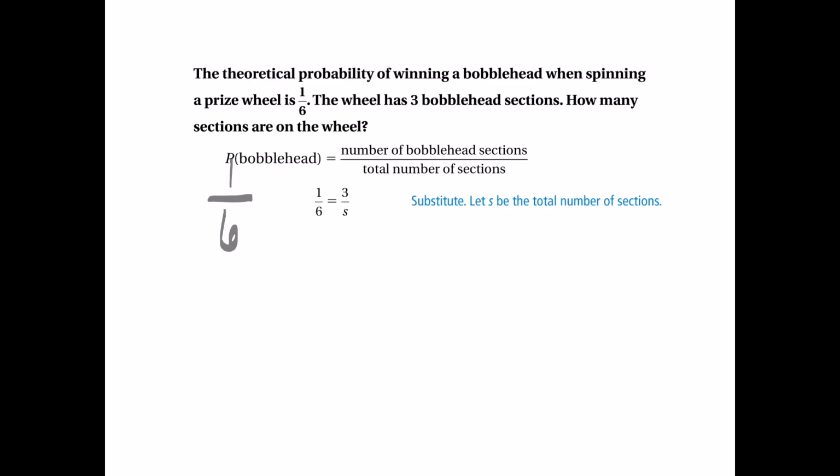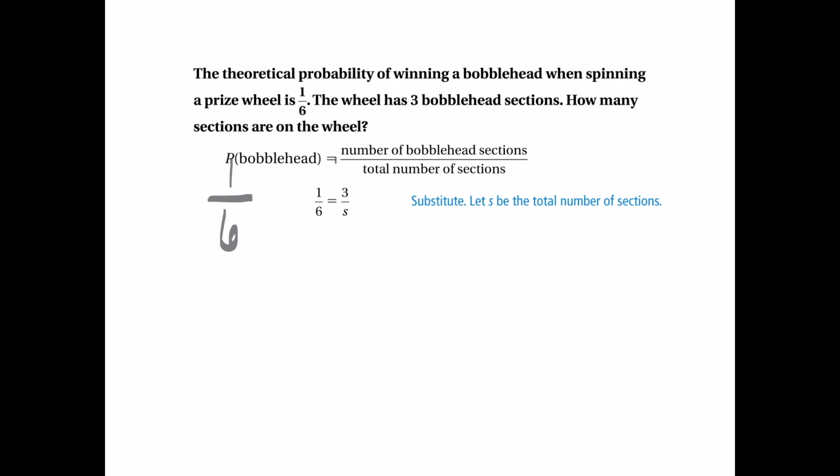Okay, we're going to look at another example of spinning a spinner. And we have a 1 out of 6 chance that when we spin the spinner, we're going to win a bobblehead. And the wheel has 3 bobblehead sections. So we want to know how many sections are on the wheel. So basically the 1 out of 6, that's our simplified probability. We took how many were possible and compared that to how many were favorable. And so we reduced that to 1 out of 6.